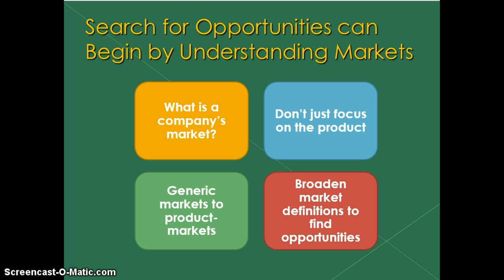The bottom right corner, where it talks about broaden market definitions to find opportunities. A broader market definition, what we're talking about here is including both generic markets and product markets. Both of them can help firms discover and find potential opportunities, but too broad of a definition makes a company's efforts and resources seem really insignificant. So you can't have too broad of a market, or else it's just not going to work appropriately.